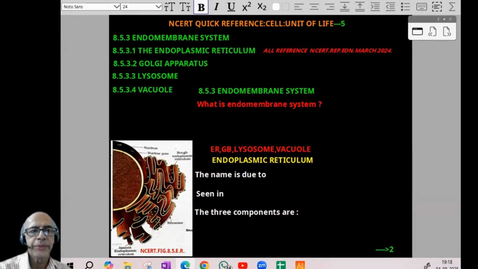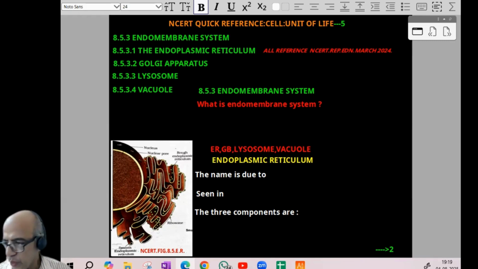NCERT quick reference, Cell, the Unit of Life, fifth one. What all things we'll be discussing in this episode: Endomembrane System, Endoplasmic Reticulum, Golgi Apparatus, Lysosome and Vacuole, 8.5.3, 8.5.3.1, 8.5.3.2, 3.3, 3.4. All references are made based on NCERT reprint edition, March 2024. So we can proceed. 8.5.3 Endomembrane System.